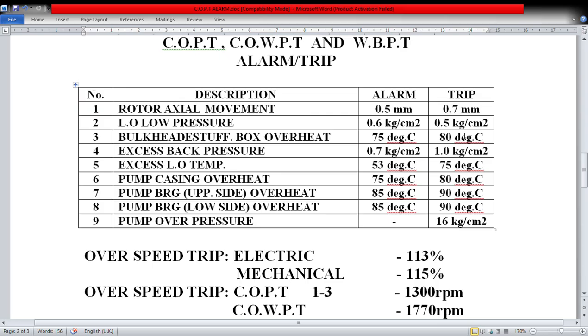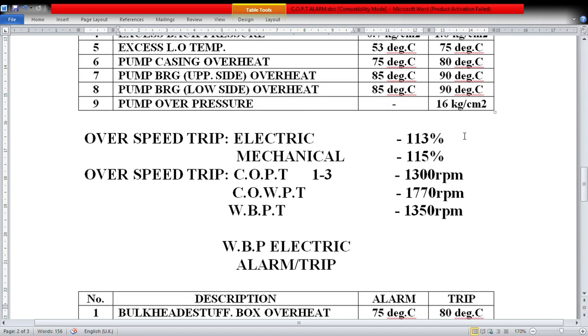So for overspeed trip, electric and mechanical: electric is 113%, and mechanical is 115%. Overspeed trip for the COPT is 1300 rpm. For the crude oil washing pump turbine, it is 1770 rpm, and for the water ballast pump turbine, it is 1350 rpm.